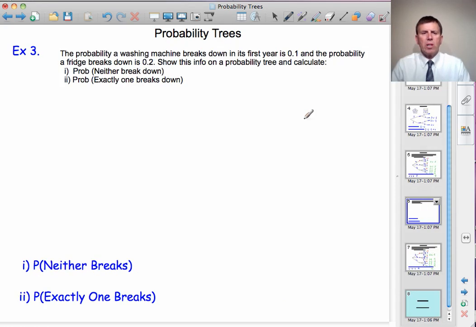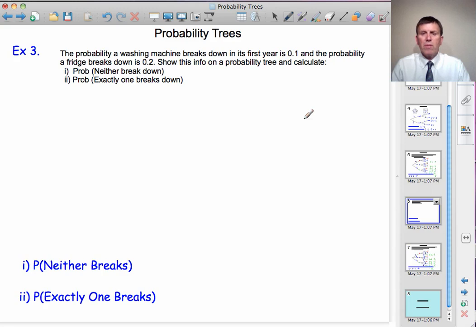Example 3. We'll start this one with a clean sheet of paper and draw the tree from scratch. The probability a washing machine breaks down in its first year is 0.1, and the probability a fridge breaks down is 0.2. Show this info on a probability tree and calculate 1, the probability that neither break down, and 2, the probability that exactly 1 breaks down.